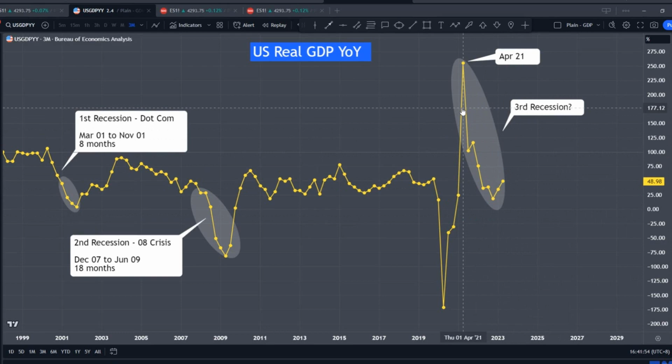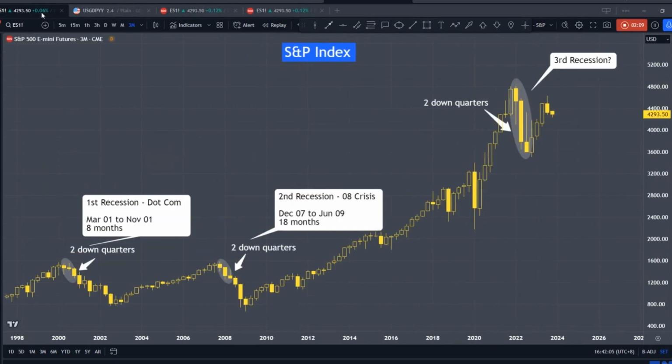Instead of just looking at GDP, I would really encourage you to cross-reference the indices as well. That's what I'm using here, the E-mini S&P Index. Of course, you can look at the cash index as well, not an issue. You can also use the NASDAQ or the Dow Jones. It will give you a very similar reading.